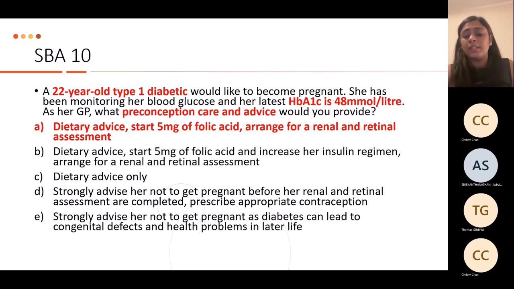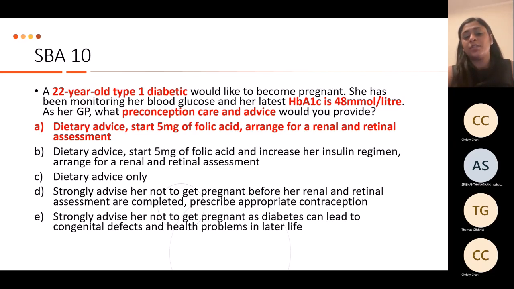So she's young, she's a type 1 diabetic. With any diabetic, we want to make sure that they are fully aware of the risks and trying to optimize their glycemic control prior to becoming pregnant. In this case, her HbA1c is at target, so 48. So it wouldn't be unreasonable to start her on 5 milligrams of folic acid and just making sure that her renal and retinal assessment are up to date.